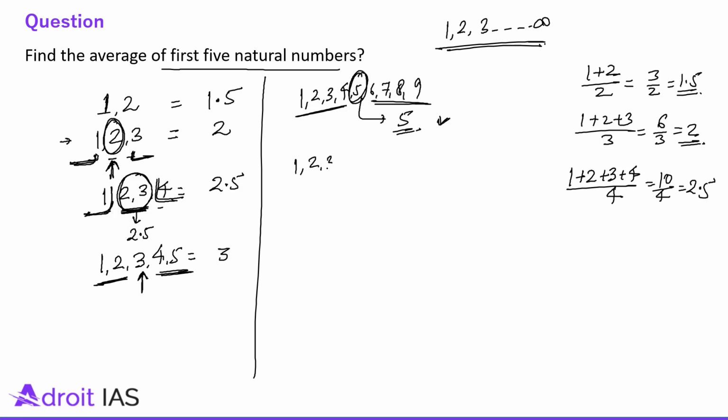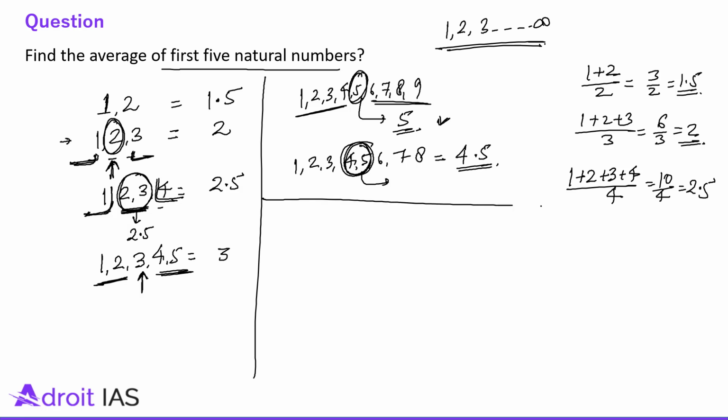Suppose that now we have 8 terms, 1, 2, 3, 4, 5, 6, 7, 8. Then what will be the average? So the middle 2 terms, these 2 terms. The average of these 2 terms will be the average of the entire series. So if we need to find the average of the first 8 consecutive natural numbers, the average will be 4.5. So this is actually a very simple thing. And here one interesting thing is there.